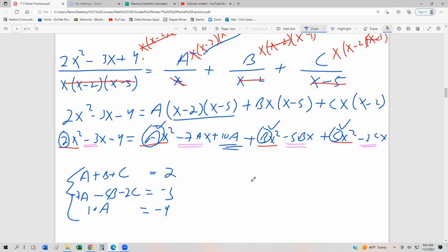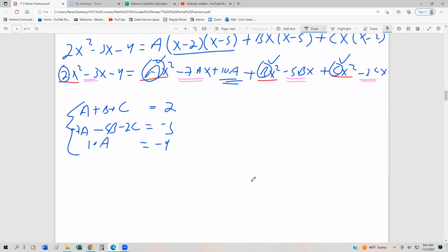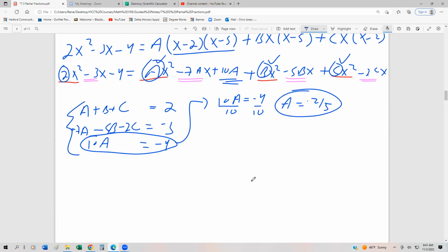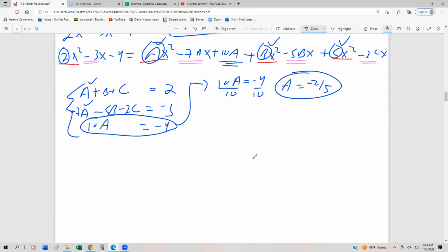All right. That's going to help us a lot because that's going to help us to solve this system rather easily. So if 10A is equal to -4, we can divide both sides by 10, and that gives us that A is -2/5 right away. And what we could do is substitute back in to the other equations, and that way we could just get a nice equation in 2 variables.